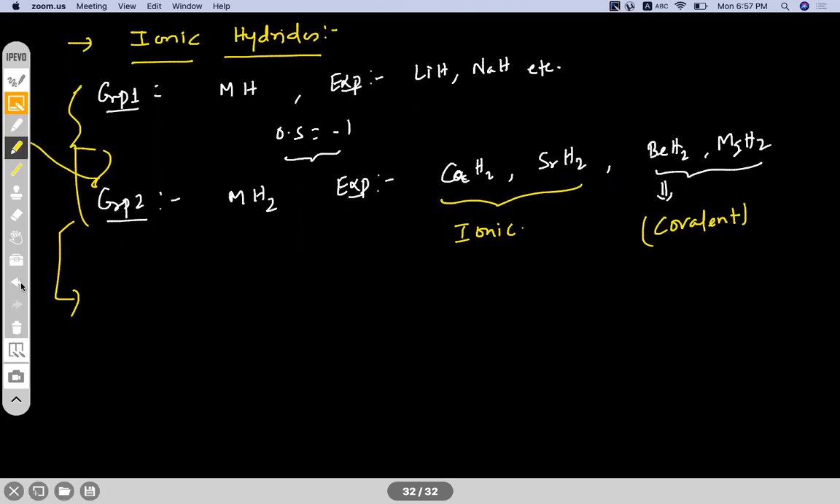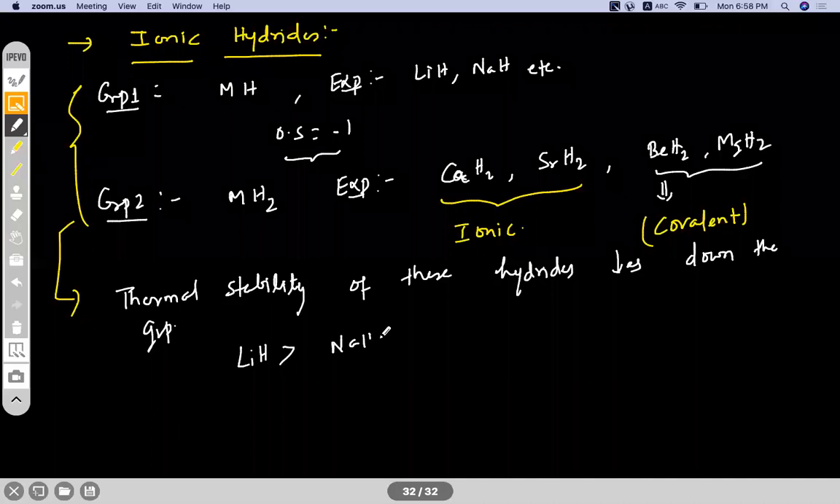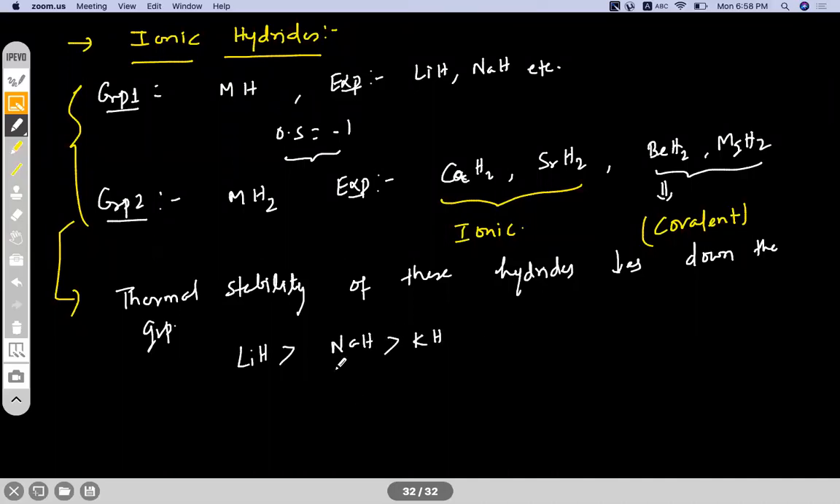Now for these hydrides, you see a few properties we have. Write down thermal stability, first point. Thermal stability of these hydrides decreases down the group. So if you see, LiH is more stable than NaH, then KH, etc., because size increases down the group. Similarly, we have CaH2 more stable than SrH2, then BaH2. Size increases, hence lattice energy decreases, stability decreases.